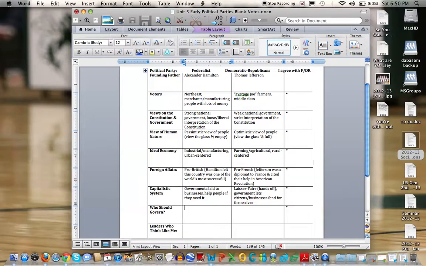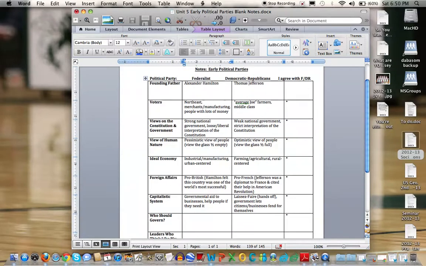Who should govern? Federalists believed that mainly wealthy and those of affluent, which just means high up there at the top of the social food chain, so to speak. Your most educated, your richest, your most powerful people, those are the people that the Federalists believed should be in charge of our government. Those should be our elected officials.